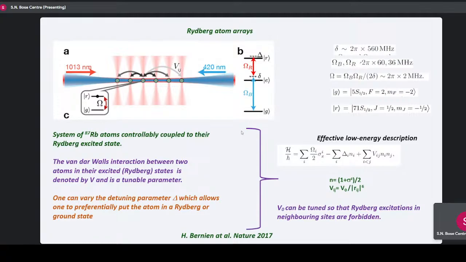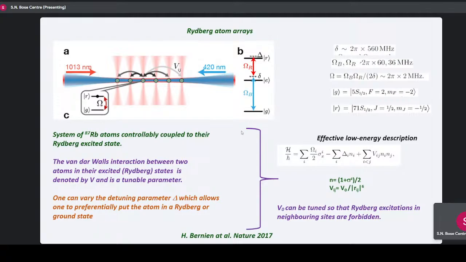Here you couple the Rydberg atoms' ground state and excited state via some external lasers, and the effective low energy Hamiltonian consists of coupling between the ground and the excited state, density, and this detuning, which is the difference between the externally applied laser and the energies of these two atomic states, which acts as an effective chemical potential for exciting this Rydberg excitation, and this van der Waals interaction between two Rydberg excitations.